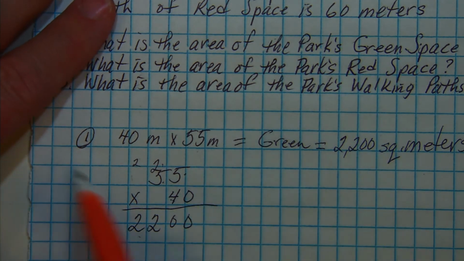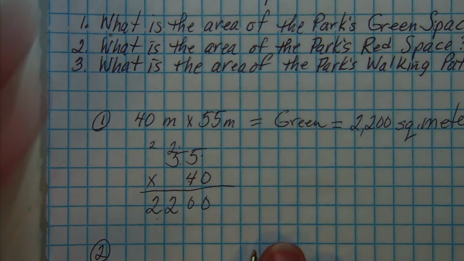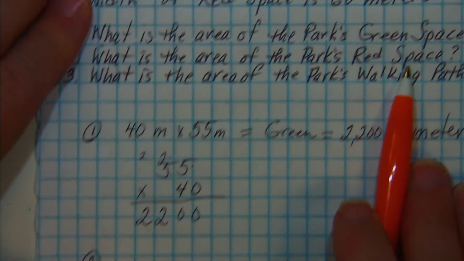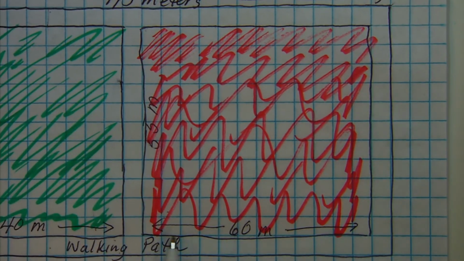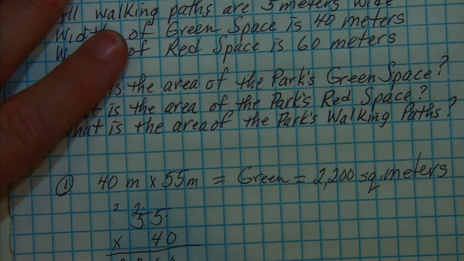So, okay, that's question number 1. Question number 2 is, again, another straightforward one. They're looking for the area of the park's red space. And again, 60 meters wide, 55 meters high. So let's do 60 by 55.